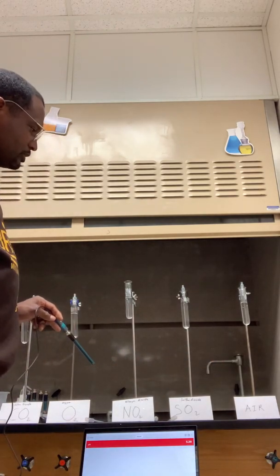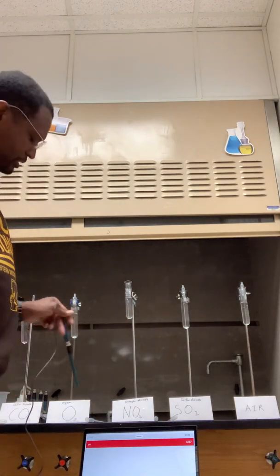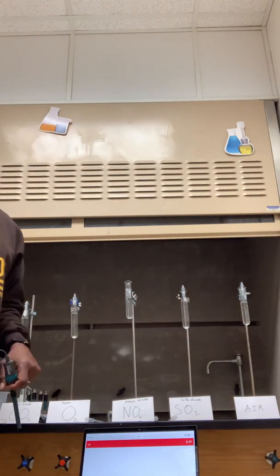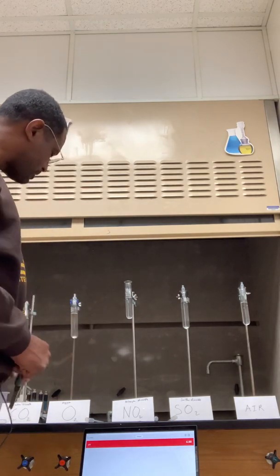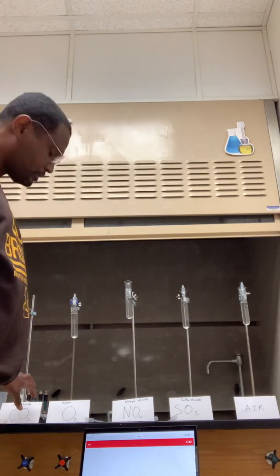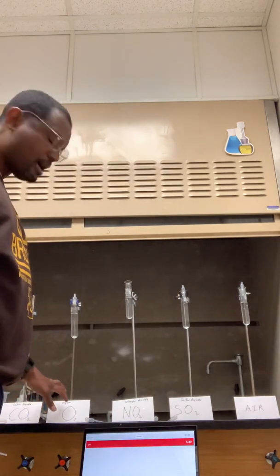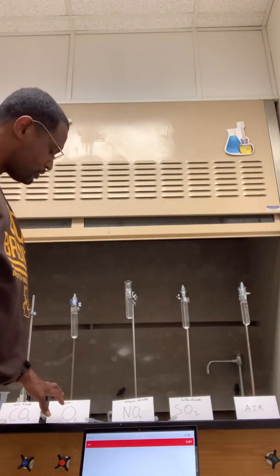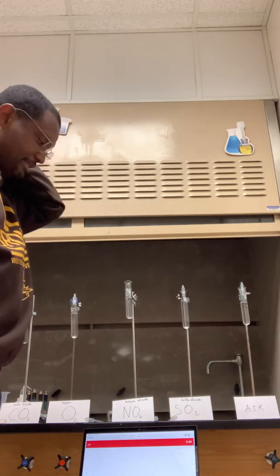To determine which gas might cause acid rain, the first thing we have to do is make the gas. And we make the gas by reacting a solid reagent with a liquid. For example, carbon dioxide can be produced by the reaction of sodium bicarbonate, which is baking soda, with hydrochloric acid. Oxygen can be produced by the decomposition of hydrogen peroxide with a catalyst such as potassium permanganate.